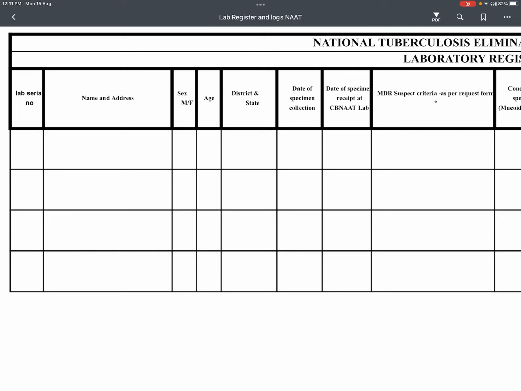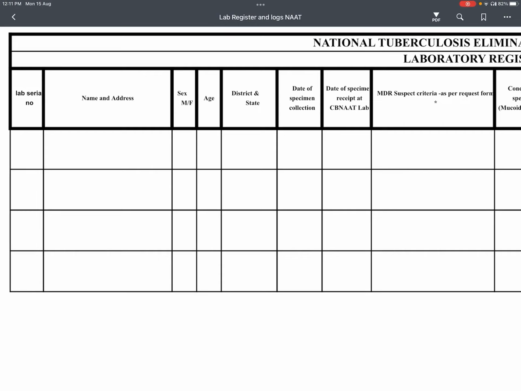Age, that is sex: male, female, or also we have the third group, the transgender, who should also be included. Then age, depending upon the age. Here age is quite important because we'll soon see why: you have a category called pediatric presumptive TB suspects. If you know which age comes under the pediatric group, we'll be discussing that, then only you can classify them under that particular criteria.